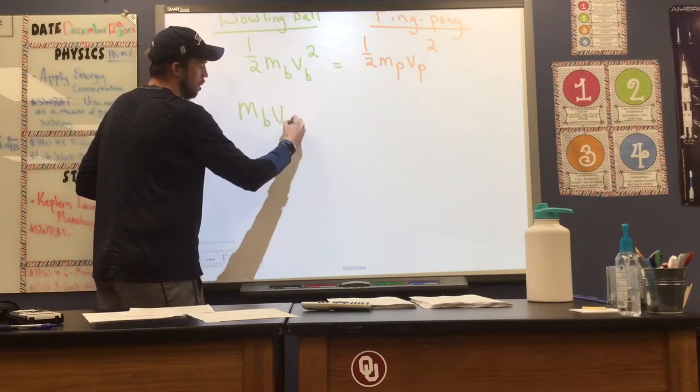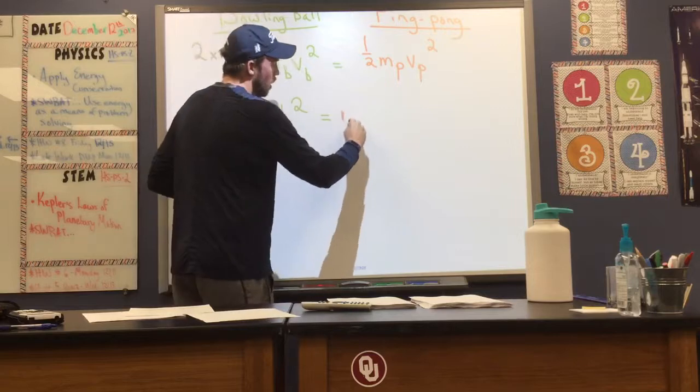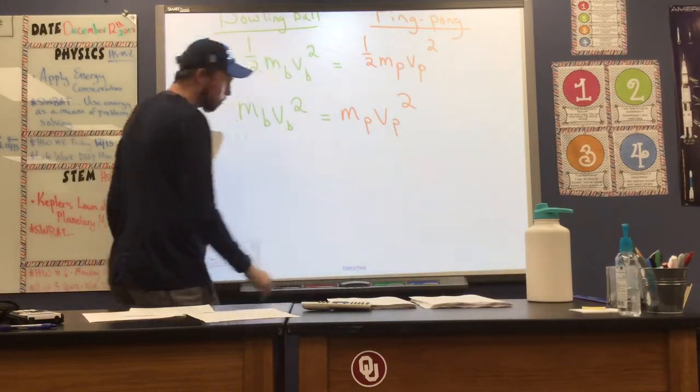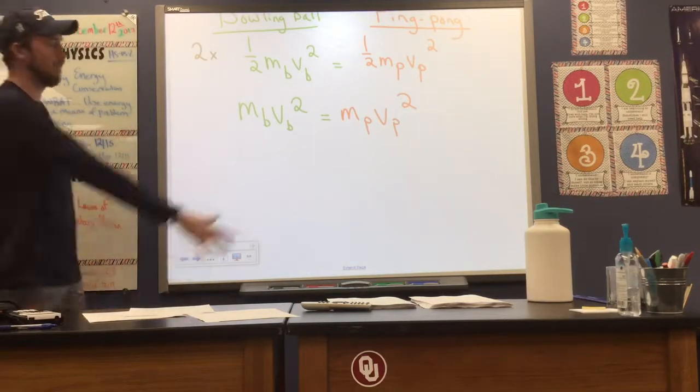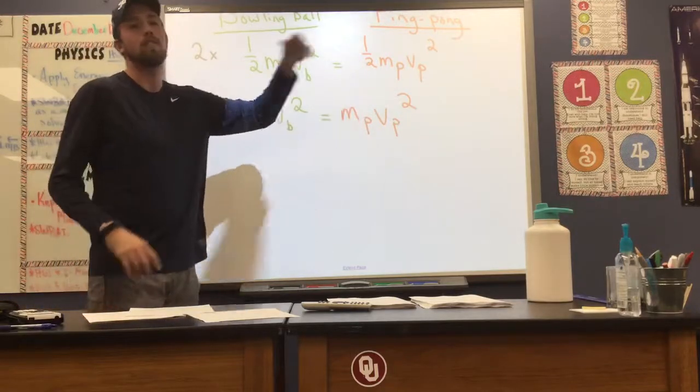Mass of the bowling ball, velocity of the bowling ball squared is equal to mass of the ping pong ball times velocity of the ping pong ball squared. Now in the problem statement, we're given all the information relative to the bowling ball. And we're even told the mass of the ping pong ball.